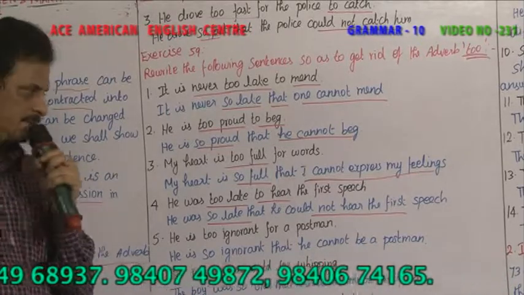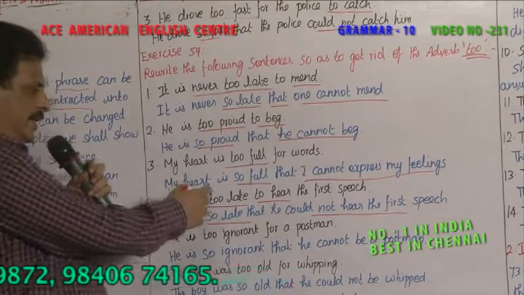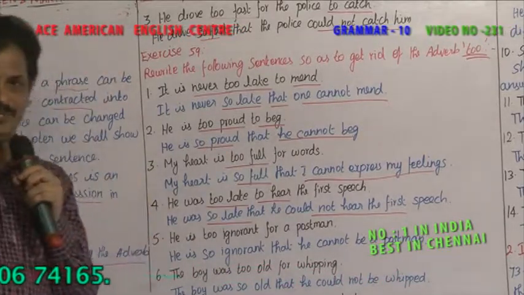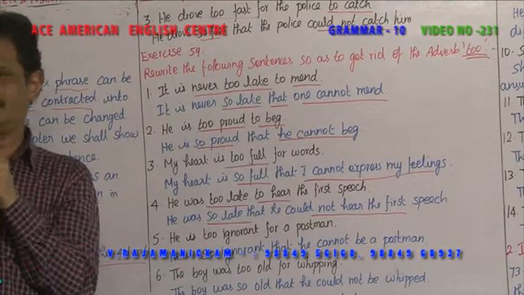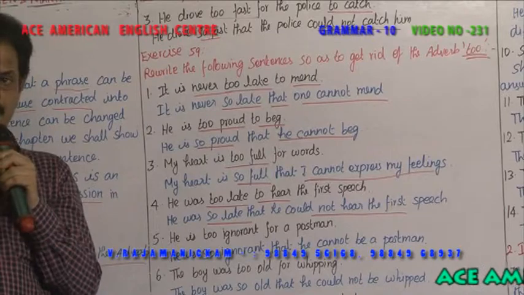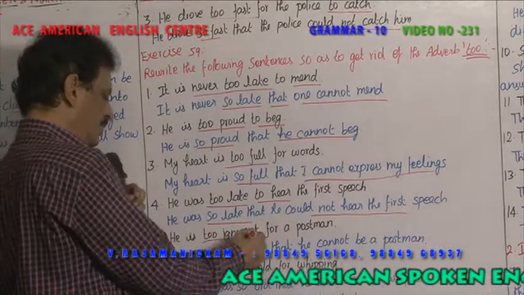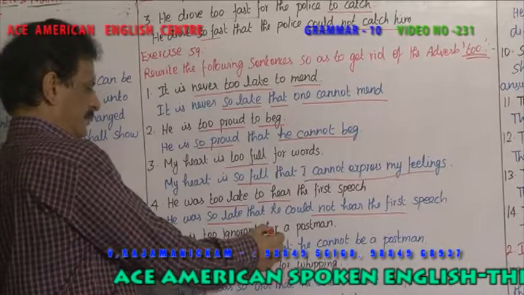9 o'clock is the speech. He came at 9:30. He was too late to hear the first speech. To hear means he is supposed to hear the first speech at 9 o'clock. But he was so late that he was not able to hear the first speech.